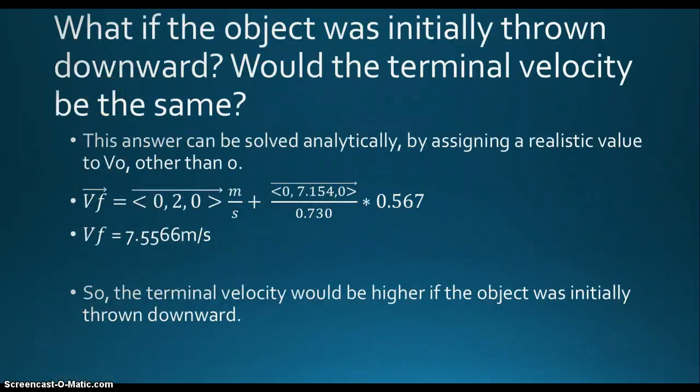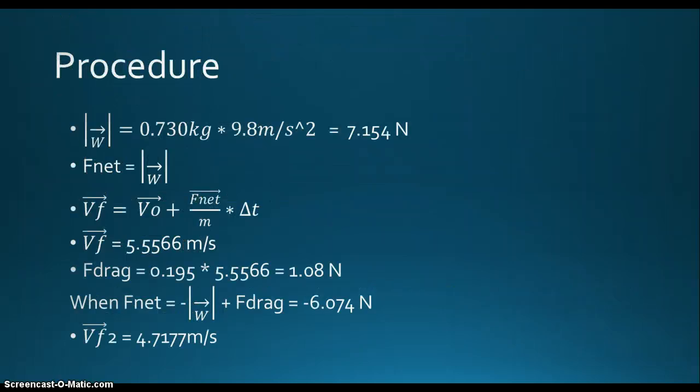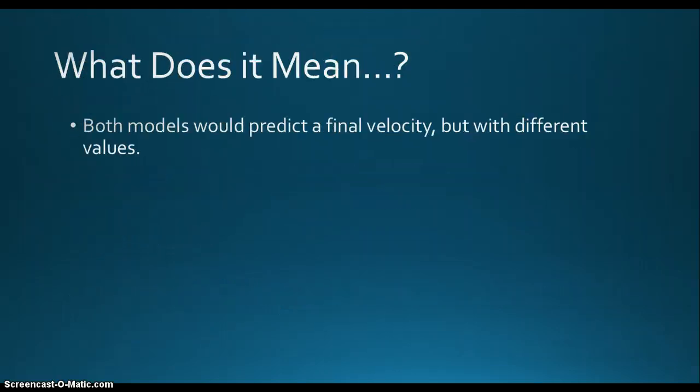What if the object was initially thrown downward? Well, from this equation we can see that if it has an initial velocity of 2 meters per second, then the final velocity would be 7.55 meters per second. So it would be higher than the one that was calculated earlier, which is 5.55 meters per second. What does it mean?